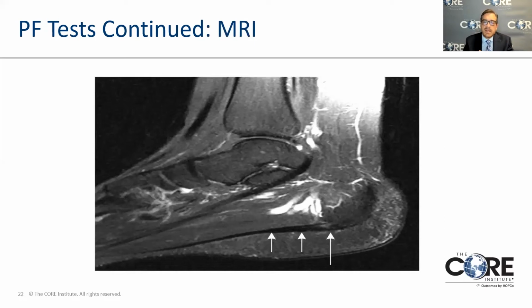So this is an MRI, and if you see this thin black line right here, that's the plantar fascia. But as we get closer to the heel, we can see how that black line is now wider, and that's showing inflammation of the plantar fascia, and you can see where it attaches to the heel bone right here.